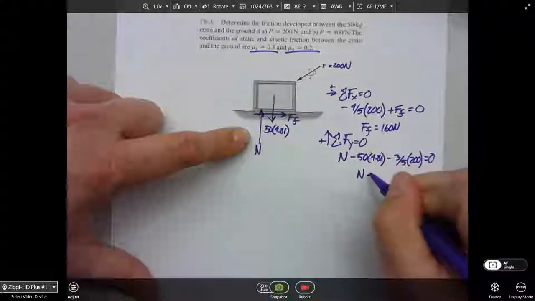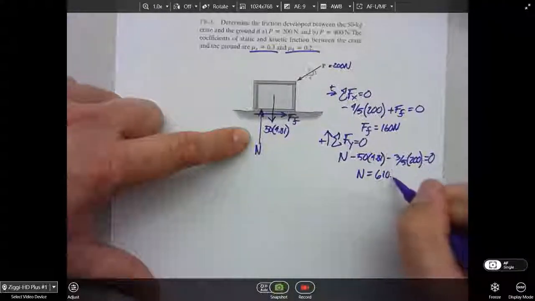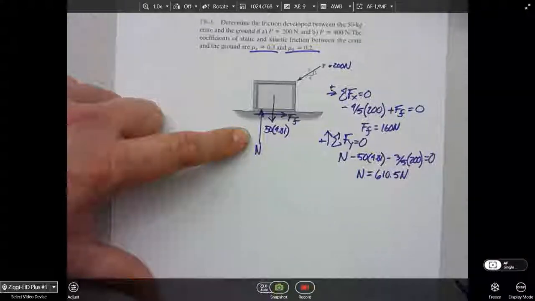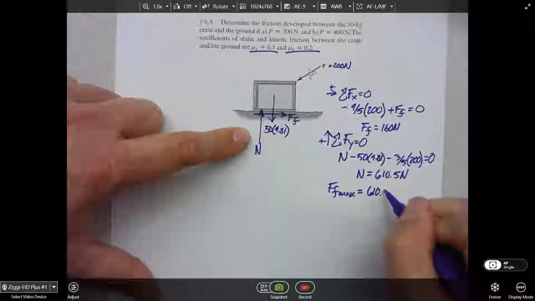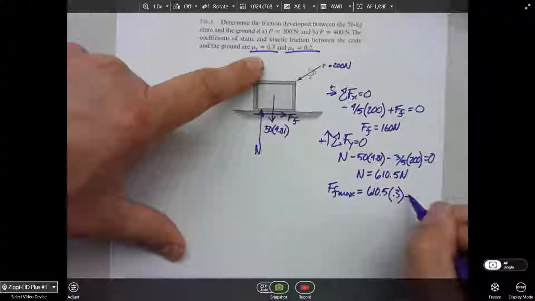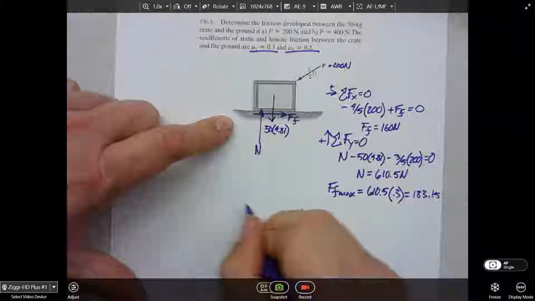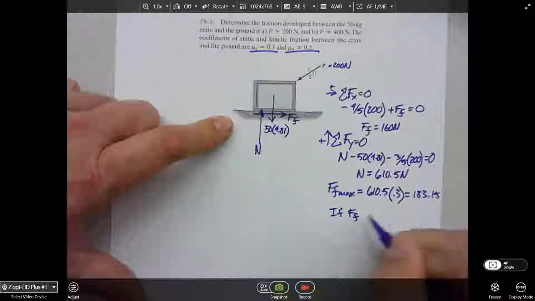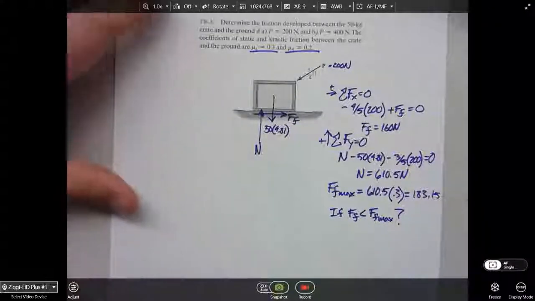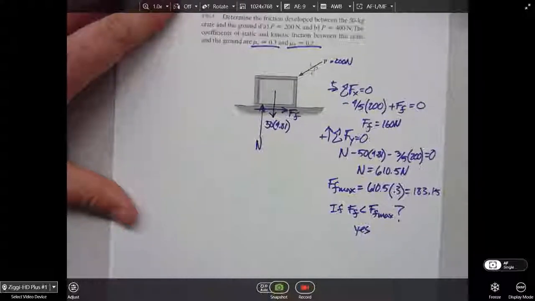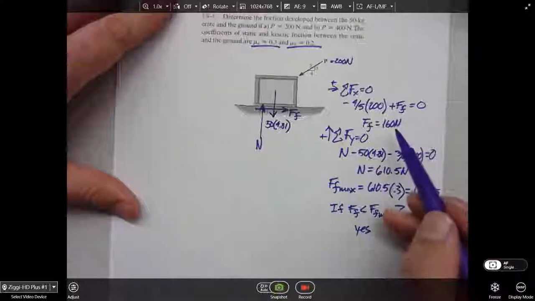And so if you solve for the normal, what do you find there? 610.5 newtons. Then we know that our force of friction max would be 610.5 times 0.3, which is what? 183.15. So the question is, is the force of friction less than the force of friction max? Yes, it is. So what does that tell us? The force of friction is equal to 160 newtons.